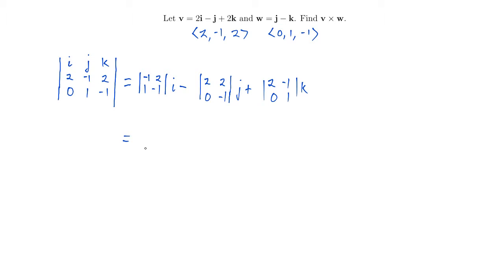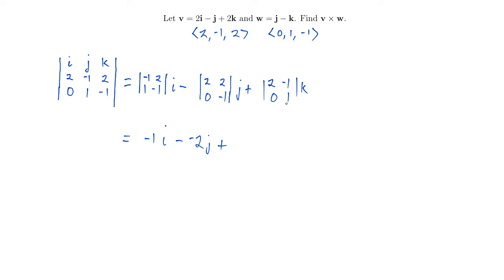Alright, so now let's take those 2 by 2 determinants. I go main diagonal, negative 1 times negative 1, that's 1, minus 2 times 1, so 1 minus 2 is negative 1, times i, minus, let's see, main diagonal would be 2 times negative 1, that's negative 2, minus 0, so that's just negative 2, j. This first negative is from the formula for determinant, but I'm going to have a negative negative, that'll become a plus in just a second.